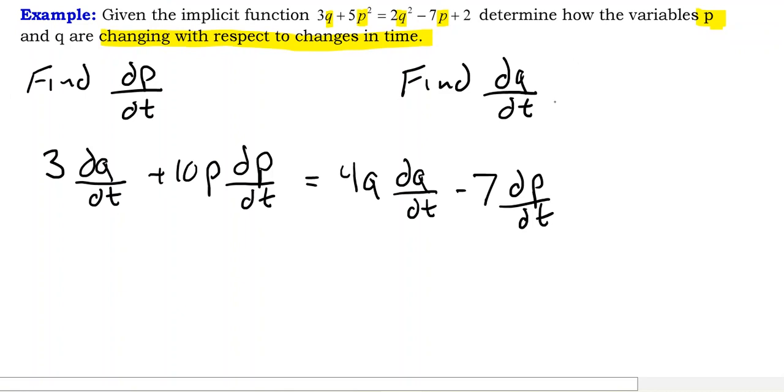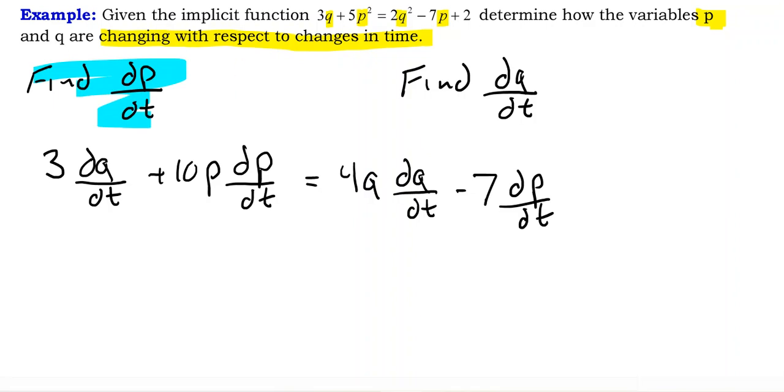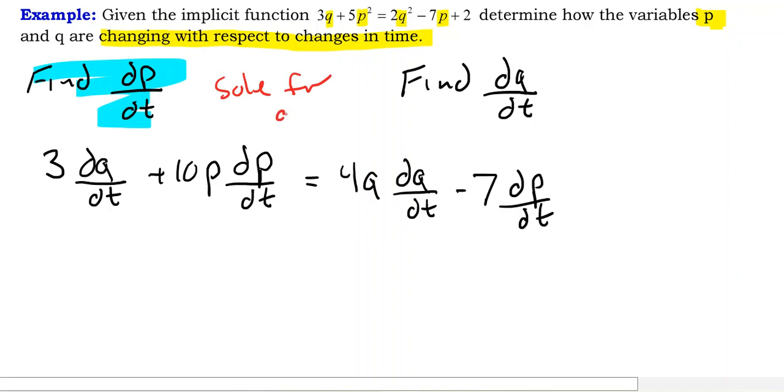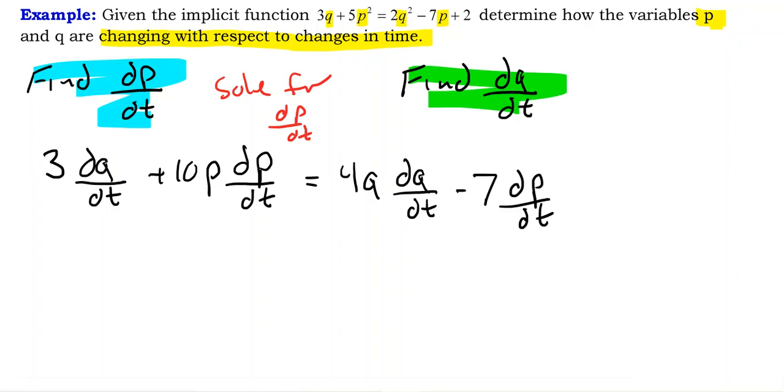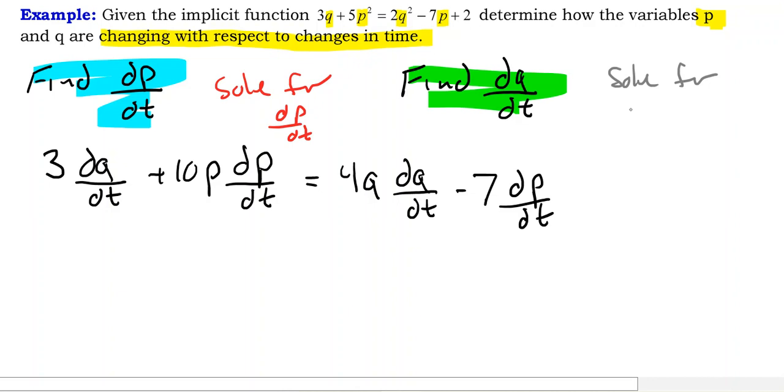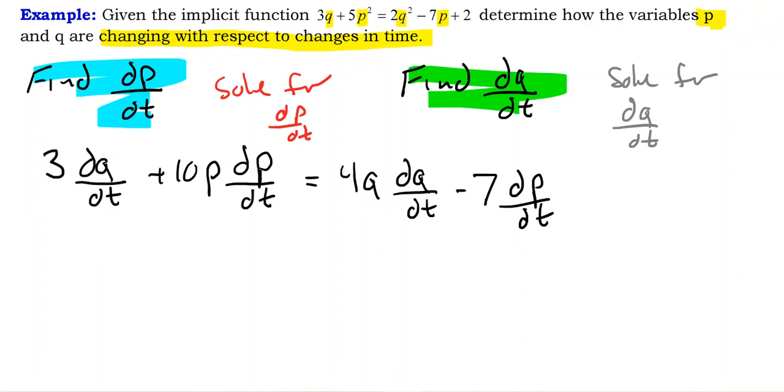Now, to find dq/dt, it wouldn't be any different. We would do the exact same thing here. The only difference is to find dp/dt, we're going to solve for dp/dt. To find dq/dt, we're going to solve for dq/dt once we do this. So dp/dt, we want to solve for that.